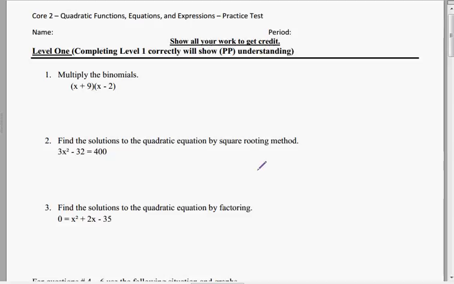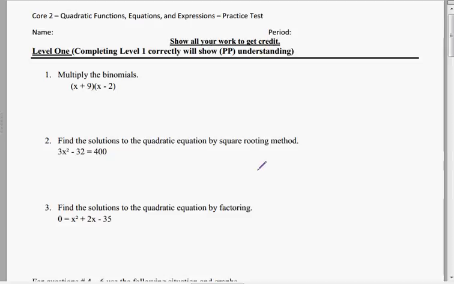This is the Core 2 video for our practice test for quadratic functions, equations, and expressions. This will be the first three problems. I'm going to give you just a brief introduction to the problem, let you work on it for a minute, then I'll show you the solution.